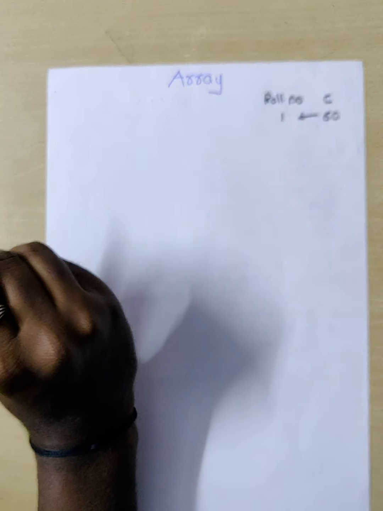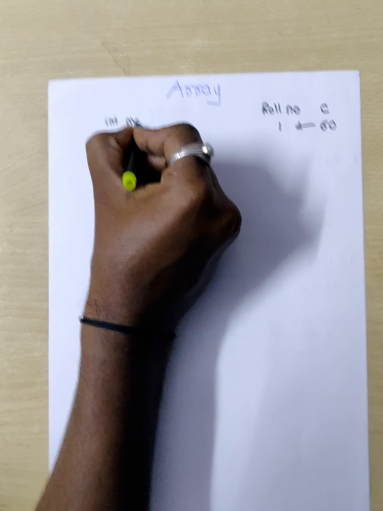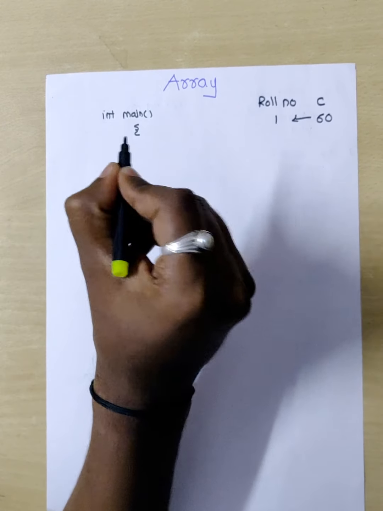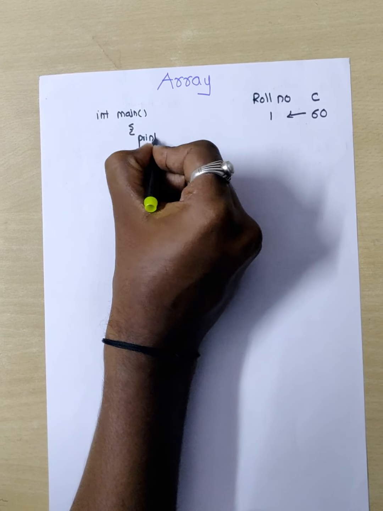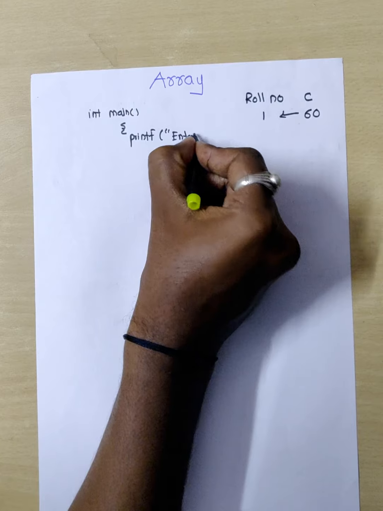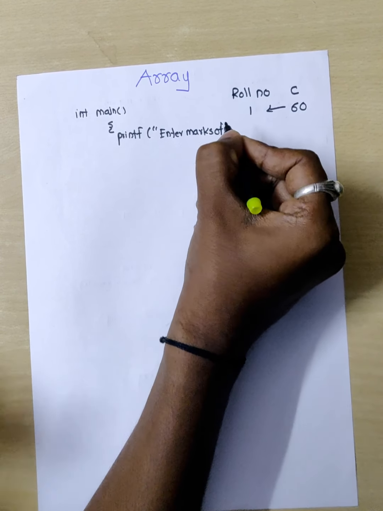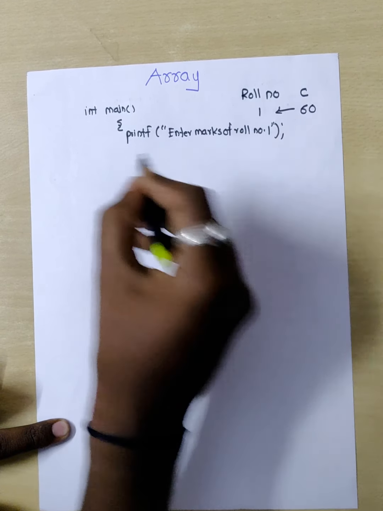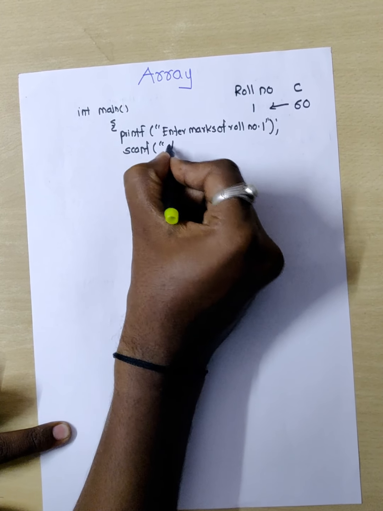So if I start writing a program for that, the main program will be int main. In that I am going to ask the user for the marks. So in that I will be asking printf enter marks of roll number 1, and after that I will be using scanf to store my marks.